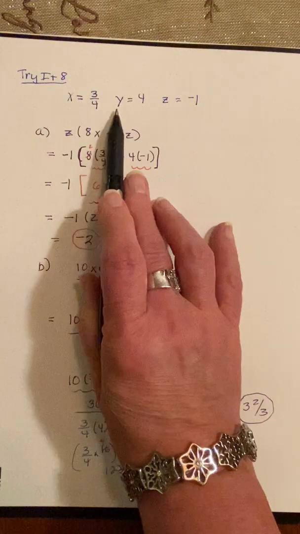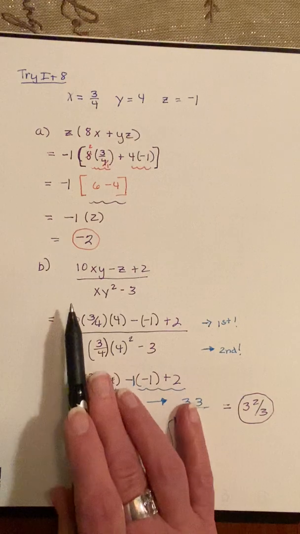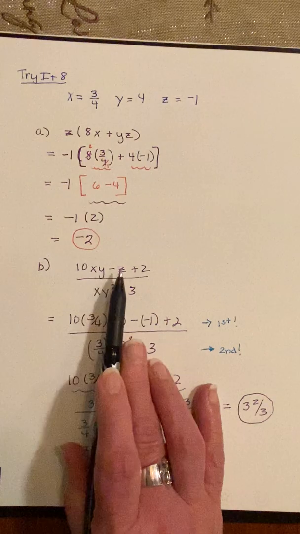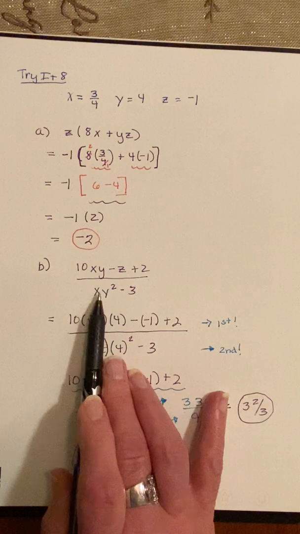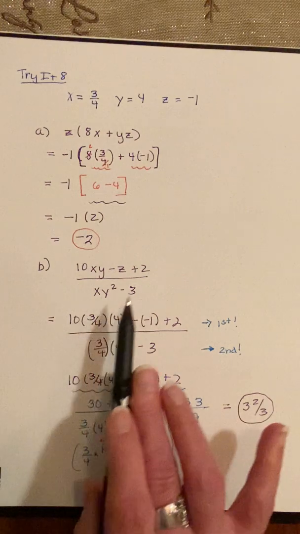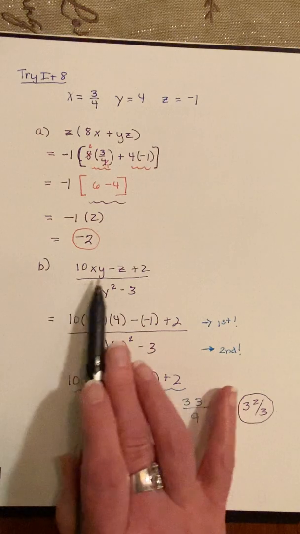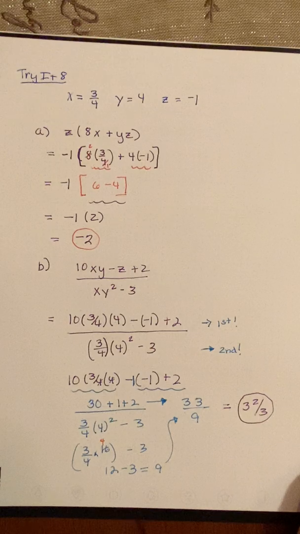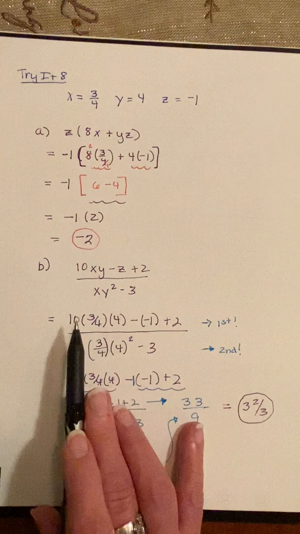Going on, x is still worth 3/4, y is still worth 4, and z is still worth negative 1. The expression is 10xy minus z plus 2 over xy squared minus 3. Now that thing that looks like a fraction is a fraction actually, but remember, if it's over something, this over line also means divide. So I'm putting all of my values in their proper position.